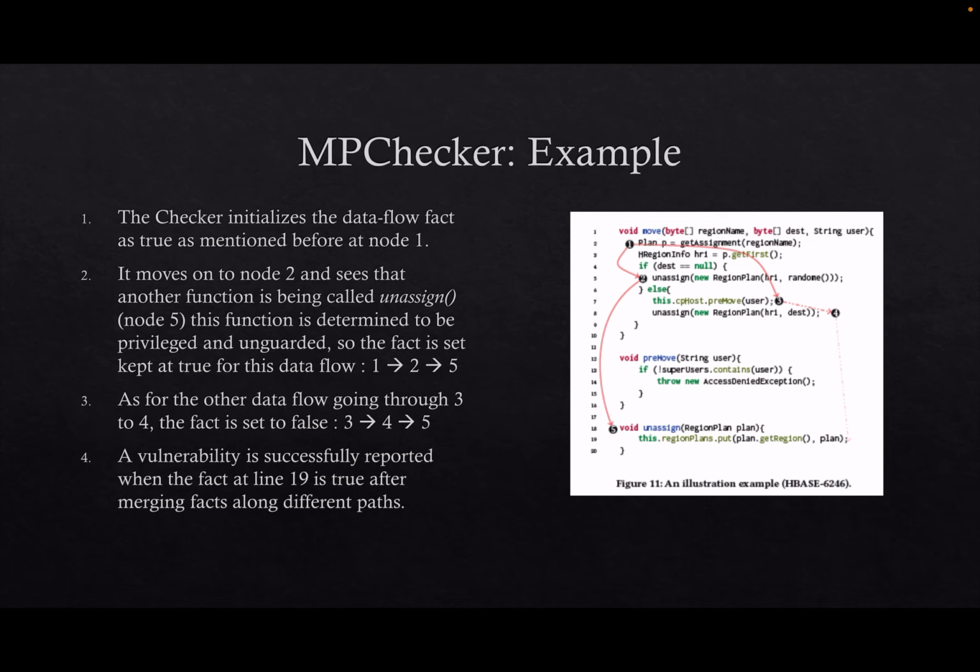So the fact is set and kept at true for this data flow, and the data flow is 1, 2, 5. As for the other data flow going through 3 and 4, the fact is set to false, and the vulnerability is successfully reported when the fact at line 19 is true after merging facts along different paths.